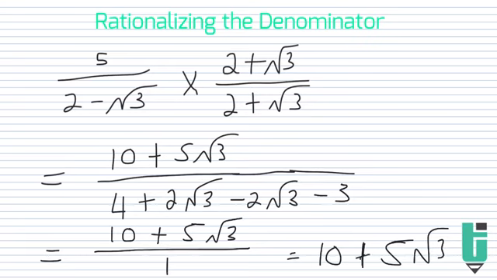Okay. And also just take note that our goal was to rationalize the denominator. So we started with this, which was irrational, and we got it down to 1, which is rational.